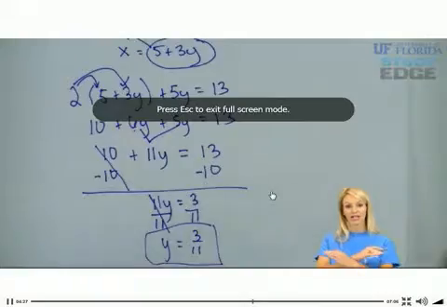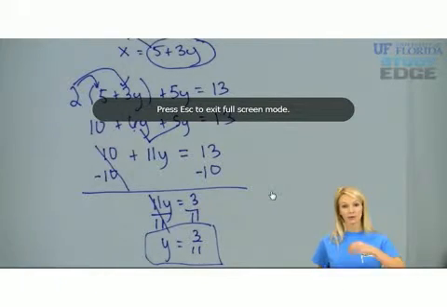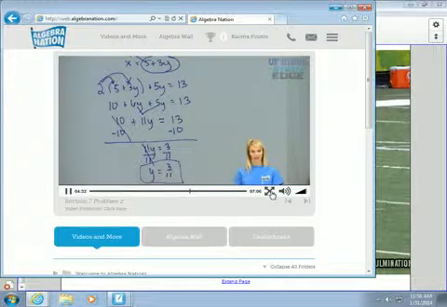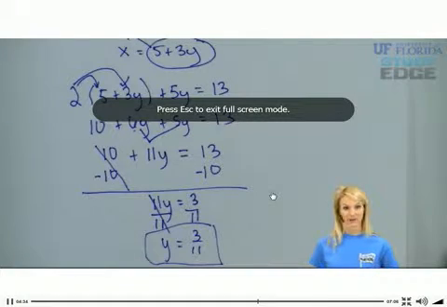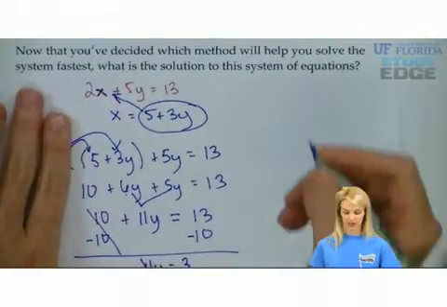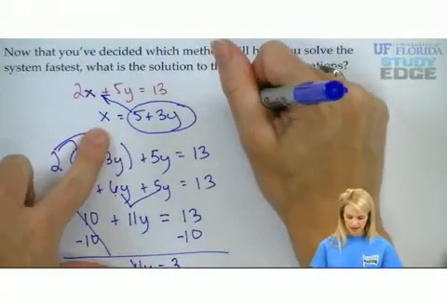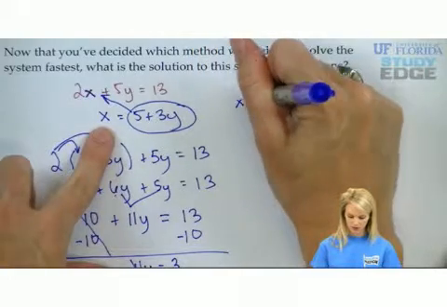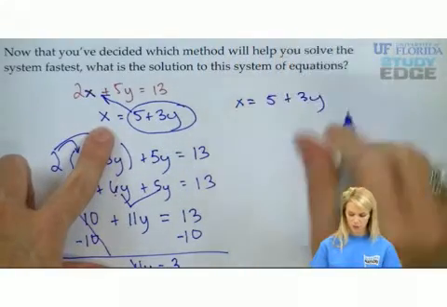Where these two lines intersect, the y, how far up you are on your y-axis, is 3 over 11. We need to find out what the x value is. So when y is equal to 3 over 11, what is x? Well, let's see. We can use either of our equations. Let's use x equals 5 plus 3y.